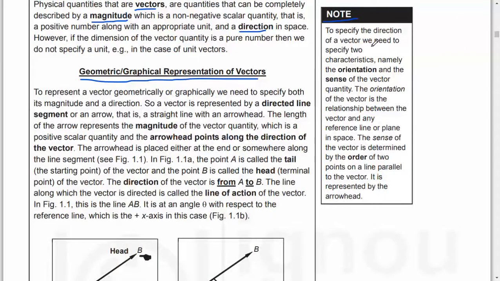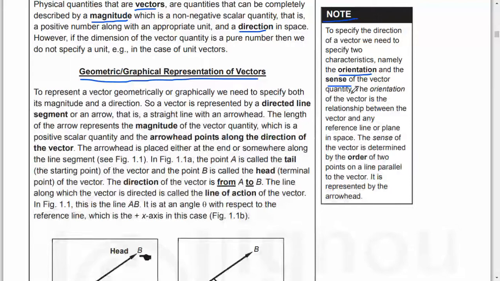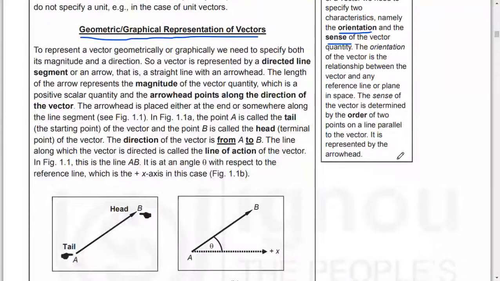Note, to specify the direction of a vector, we need to specify two characteristics, namely the orientation and the sense of the vector quantity. The orientation of the vector is the relationship between the vector and any reference line or plane in space. The sense of the vector is determined by the order of two points on a line parallel to the vector. It is represented by the arrowhead. To represent a vector geometrically or graphically, we need to specify both its magnitude and its direction.